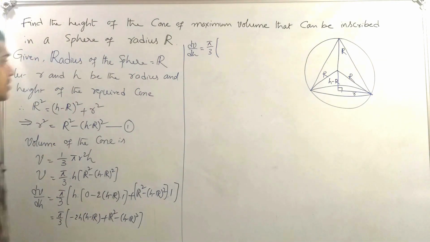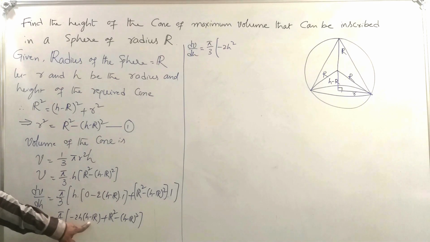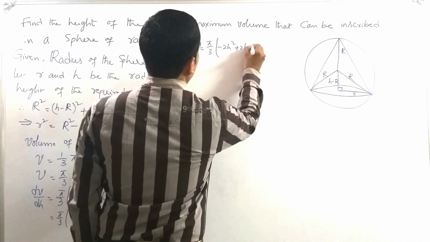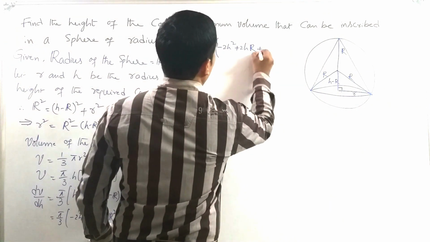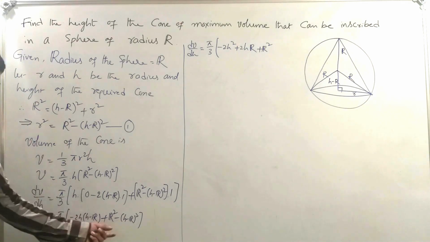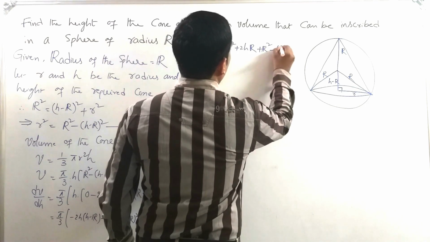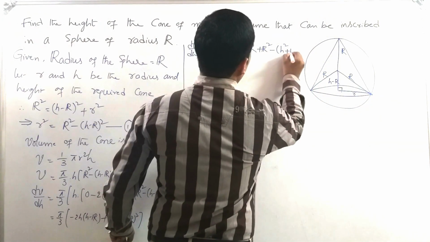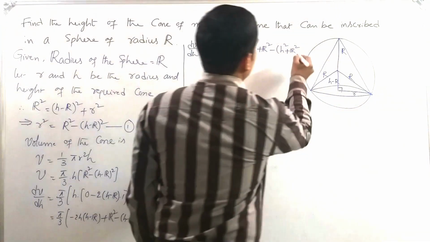I am multiplying minus 2h square, so minus into minus is plus, so 2hr plus r square. Later it is h minus r whole square, like a minus b whole square expansion, so that is minus of a square, means h square, plus b square, means capital R square, minus 2ab, means minus 2hr.